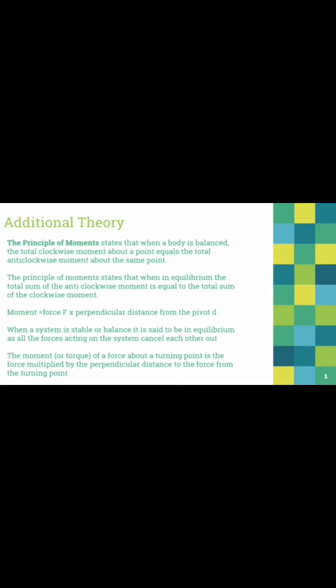The moment is calculated by force times the perpendicular distance from the pivot. Besides, when a system is stable or balanced, it is said to be in equilibrium, as all the forces acting on the system cancel each other out. Lastly, the moment or torque of a force about a turning point is the force multiplied by the perpendicular distance of the force from the turning point.